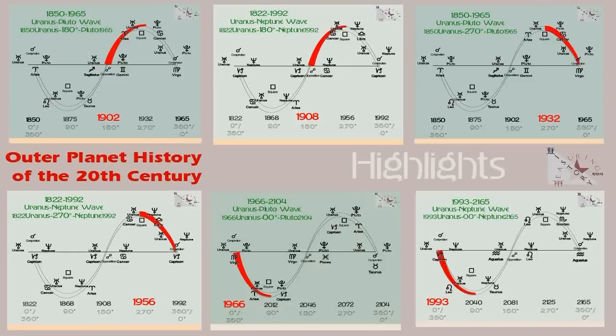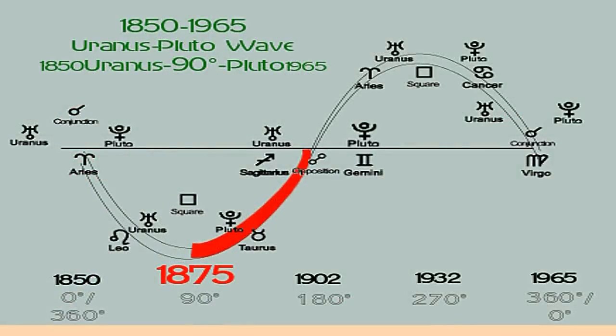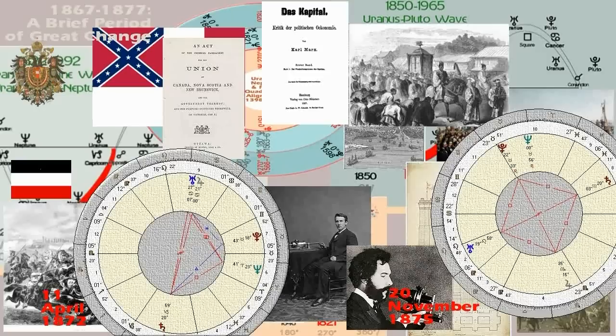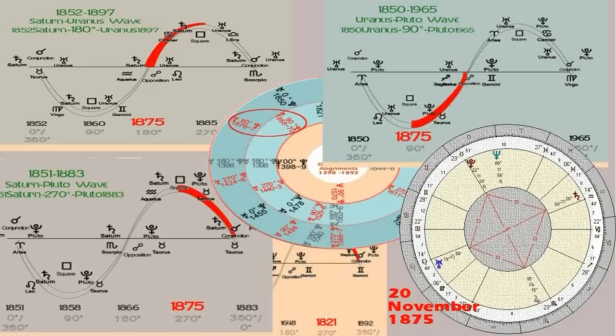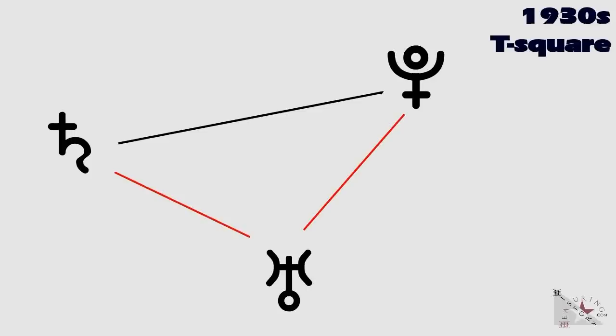One reason for the proximity of Saturn-Pluto, Saturn-Uranus, and Uranus-Pluto waves is that Uranus-Pluto has a higher frequency than Uranus-Neptune or Neptune-Pluto waves, and therefore it appears more frequently, as we see in these highlights for the 21st and the 20th centuries, respectively. Going back to 1875, we see the Uranus-Pluto opening square connected to the 1850 Uranus-Pluto 1965 wave, and we also get the same with the 1902 wave. I want to reserve talking about that until a much later date because that's a really complex era.